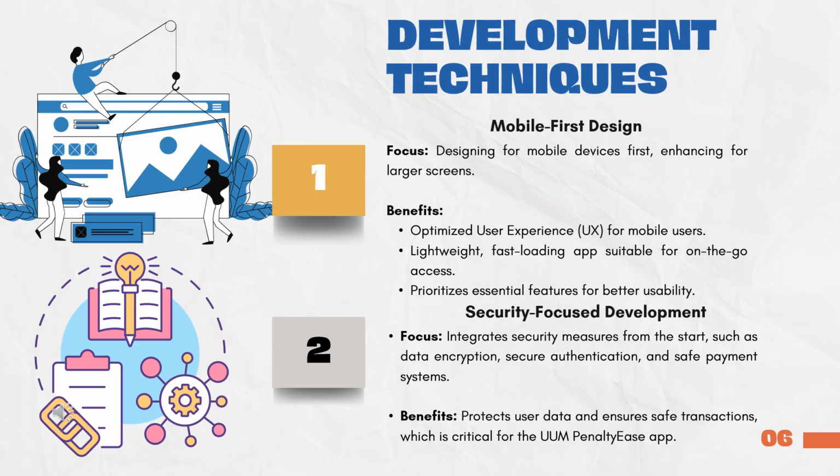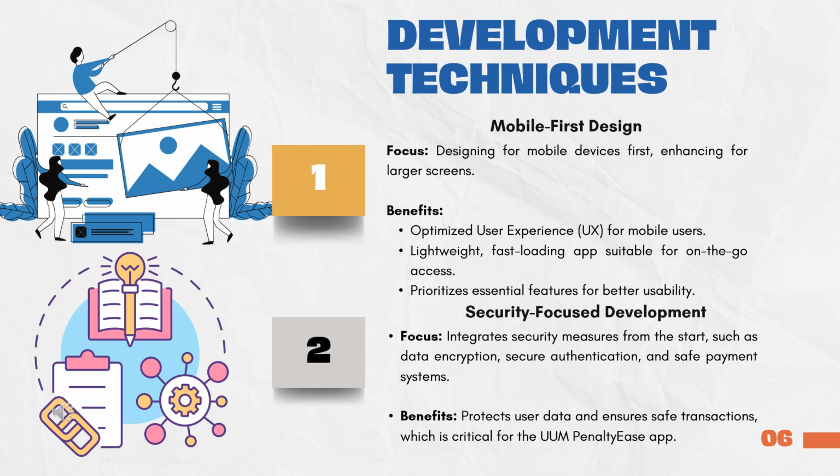Okay, now I will talk about the literature review on the development techniques for UUM Penalty Ease. The first one is mobile-first design. This approach prioritizes designing for mobile devices first and then adapting for larger screens. It ensures an optimized user experience for mobile users, which is essential as UUM Penalty Ease is primarily targeted at students on the go.